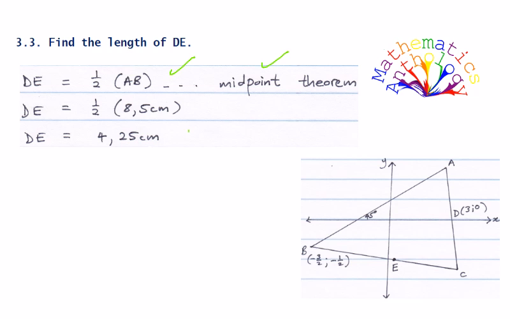3.3, find the length of DE. Again, from the midpoint theorem, the length of DE is actually equal to half of the length of AB. So DE will equal to half of 8,5 centimeters, which is 4,25 centimeters.